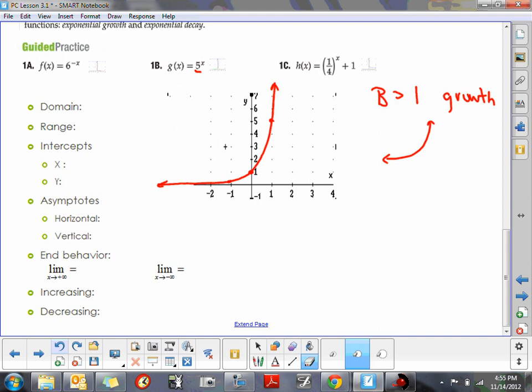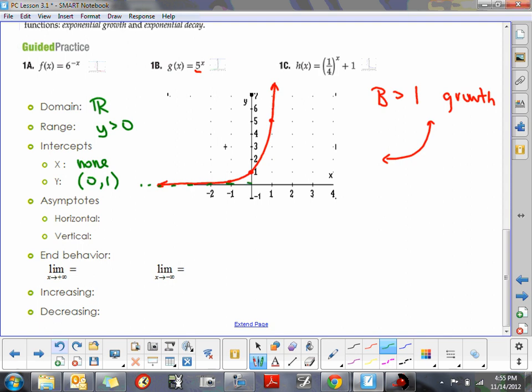So very quickly, a quick discussion on this. The domain of this is going to be all real numbers. The range is going to be all real numbers greater than 0. So I'm just going to say y has to be greater than 0. The x-intercepts, we have one x-intercept. It's at, x-intercepts. There are no x-intercepts. I was getting ahead of myself, so there's none. The y-intercept is again at the ordered pair 0, 1. The horizontal asymptote is still at the same location. It's still along our x-axis at y equals 0. There's no vertical asymptote.